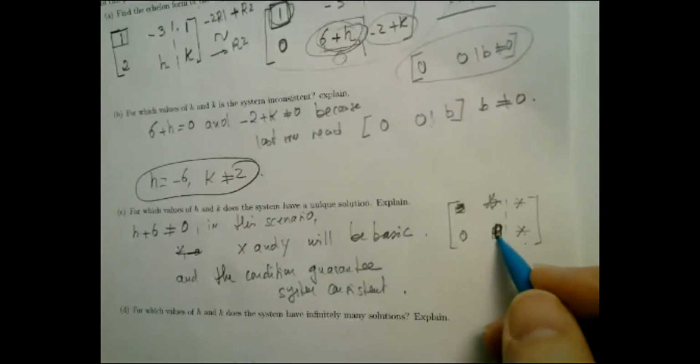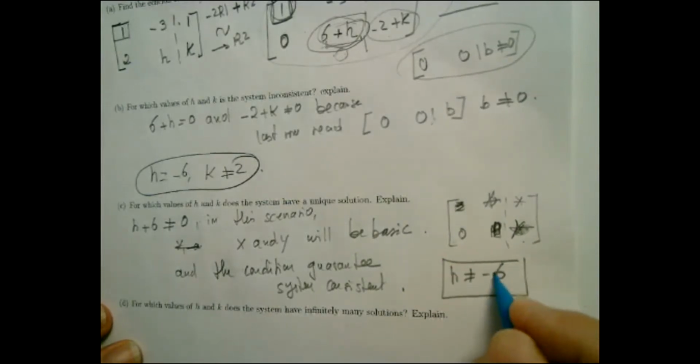Why is it guaranteed? Because if this leading entry is not 0, of course, I cannot have a row of zeros with a nonzero right side. End of the story. So the condition should be H: to have a unique solution, H has to be different from -6. And I will take 2 minutes, even though I did not ask you. Let us solve the system under this condition.